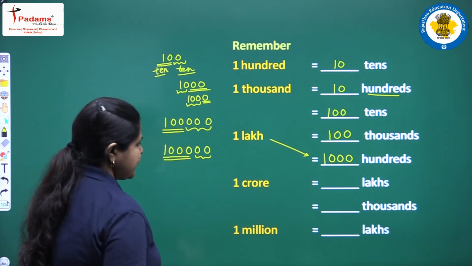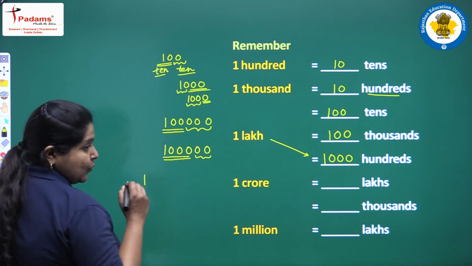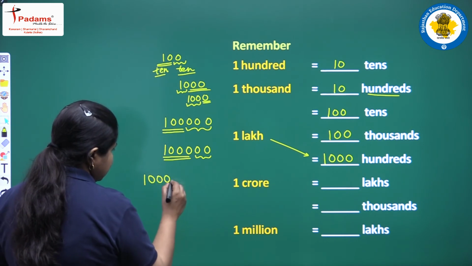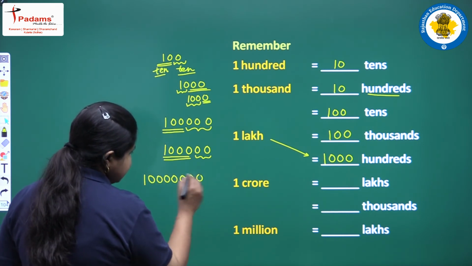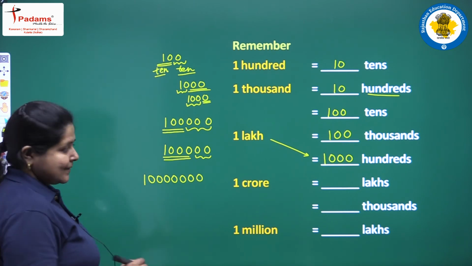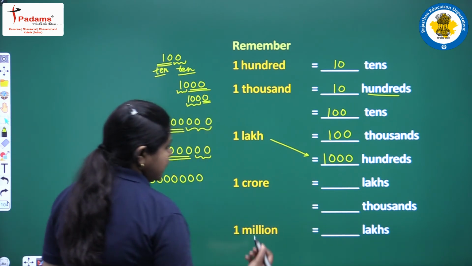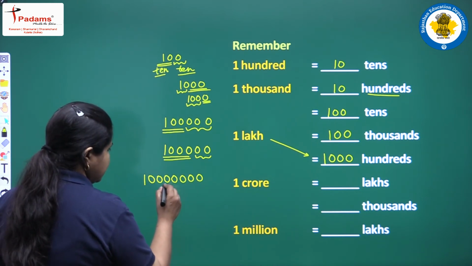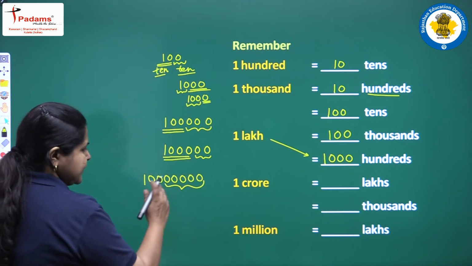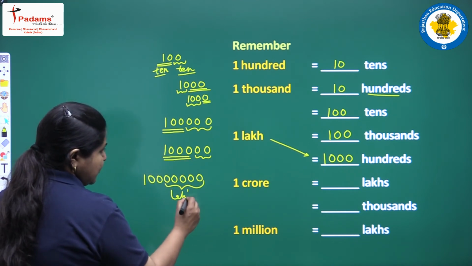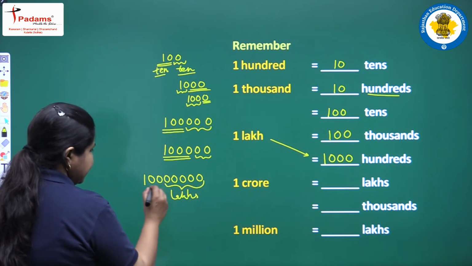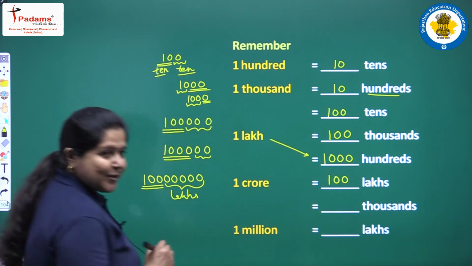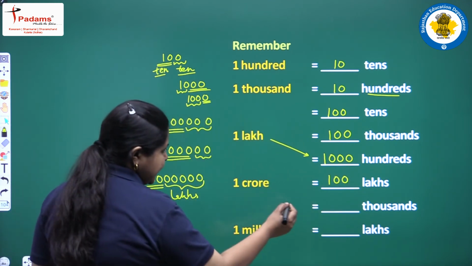Next we take 1 crore. Let us write 1 crore. How many zeros? Yes, 7 zeros. So 1, 2, 3, 4, 5, 6 and 7. This is equal to how many lakhs? We know 5 zeros represent a lakh. So let us separate these 5 zeros. 1, 2, 3, 4, 5. So this is the lakhs portion. And what we are left up with is 100. So we write it here 100 lakhs. Clear to you?